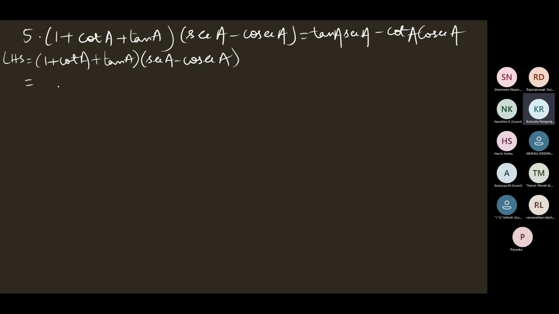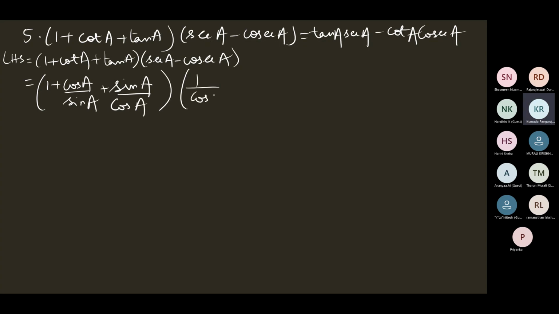All right, I hope we're ready. So let's use that rule, change other ratios to sine and cos. So using that rule, 1 plus cot is cos A by sin A, tan is sin A by cos A. Change all the ratios to sine and cos. Secant is 1 by cos A, minus cosecant is 1 by sin A. So this is the first step.